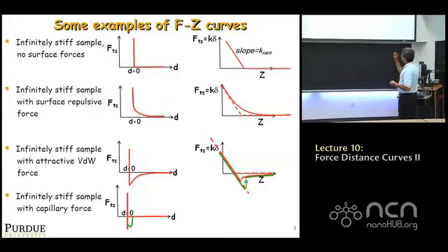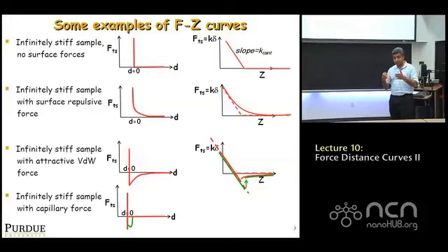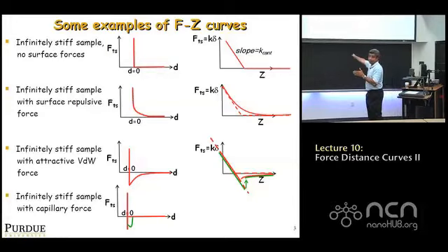The last example is a pretty interesting example. This is going to be a FD curve where there is hysteresis in the FD curve. Now, you can get hysteresis in the FD curve, for example, here, due to a capillary force. So what that means is, the tip comes in contact with the sample, and it's an infinitely stiff one, so straight line. D cannot be negative. It cannot indent. It's stiff.